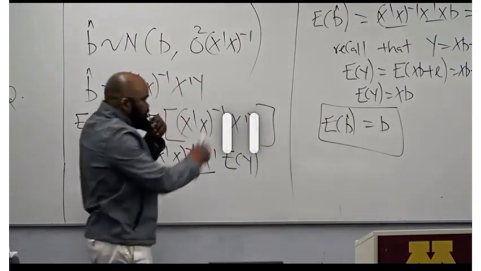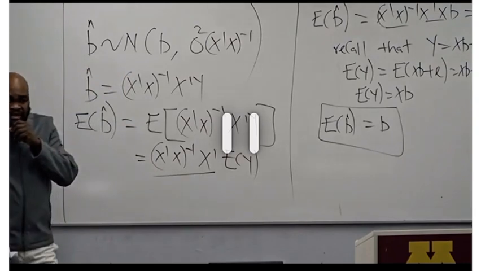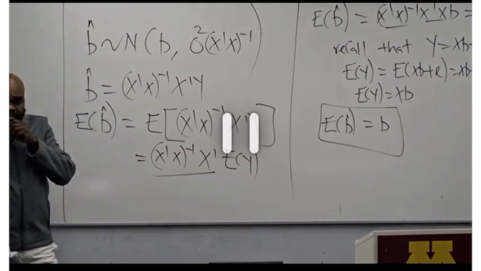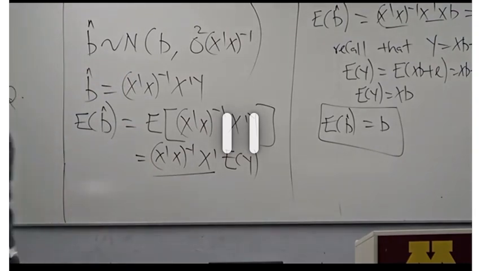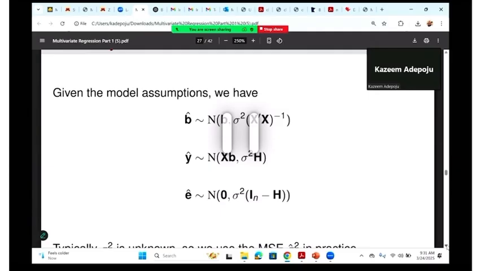Is there any question on this one? Is there any question on how I derived the expected value? Now, I want to derive the variance. Why do we need the mean and the variance? They are very crucial in statistical analysis involving linear regression.